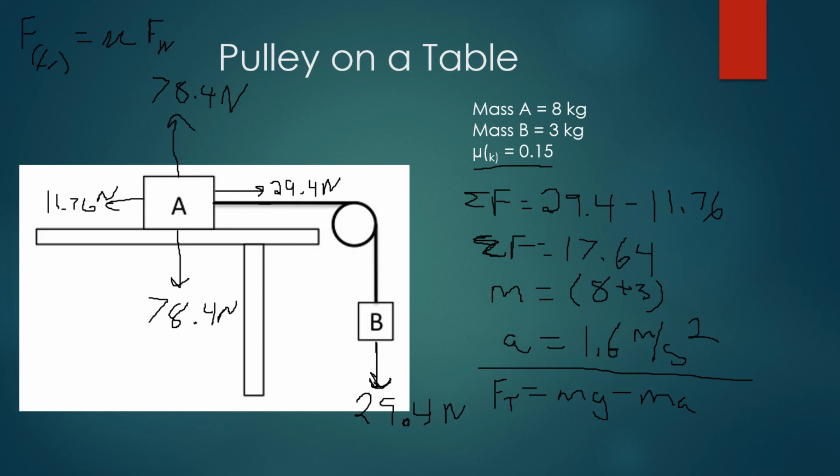We are going to use the perspective of mass B. We can't use mass A because it's not freely hanging. So we're going to use the perspective of mass B, and it always has to be the freely hanging mass. 3 times negative 9.8 minus 3, and the acceleration in this case is going to be down, so negative 1.6. Just type that in your calculator.